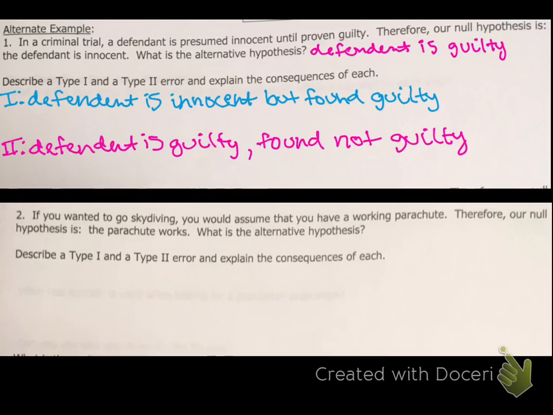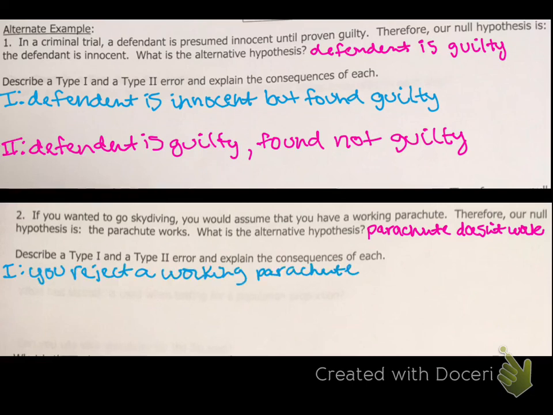If you wanted to go skydiving, you would assume that you have a working parachute. Therefore, our null hypothesis is that the parachute works. What is the alternative hypothesis? The parachute doesn't work. Okay? Describe a type 1 and type 2 error and explain the consequences of each. Type 1 error. You reject H sub O when H sub O is true.